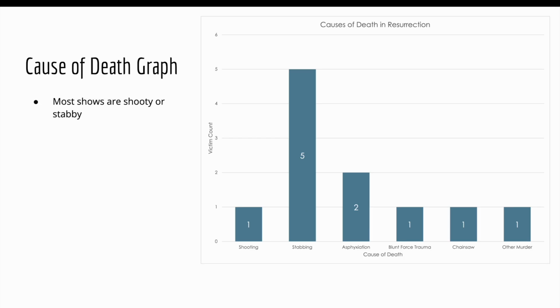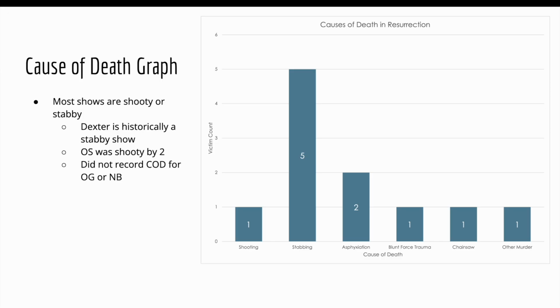And across all of the shows I've recorded data for, I always categorize them as either shooty or stabby. And Dexter is historically a stabby show because Dexter just kills people by stabbing them, and so do several of the other killers that he comes across. However, I will add, Original Sin was shooty, but only by 2, and I didn't actually record causes of death for the original or New Blood, but I mean, Dexter kills people by stabbing. This is a very stabby show.